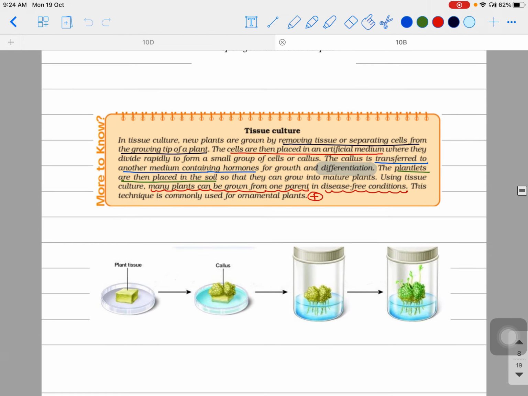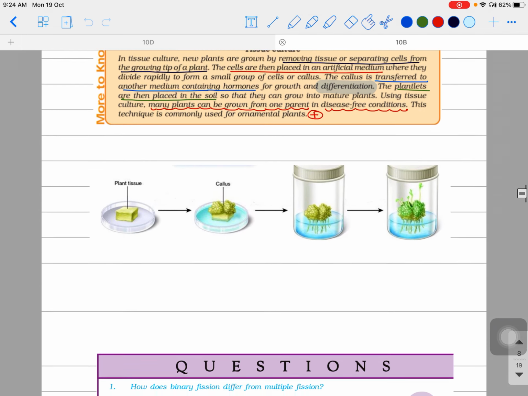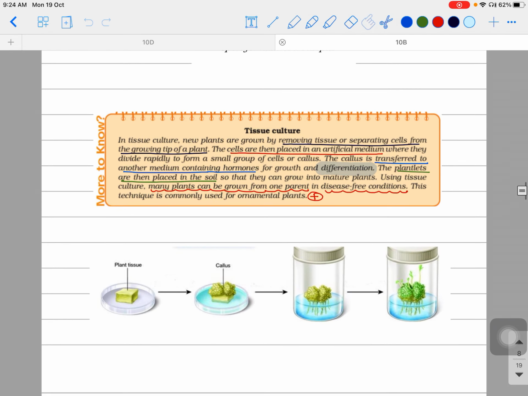So we talked about method and advantages. So this much about the asexual methods of reproduction in plants.